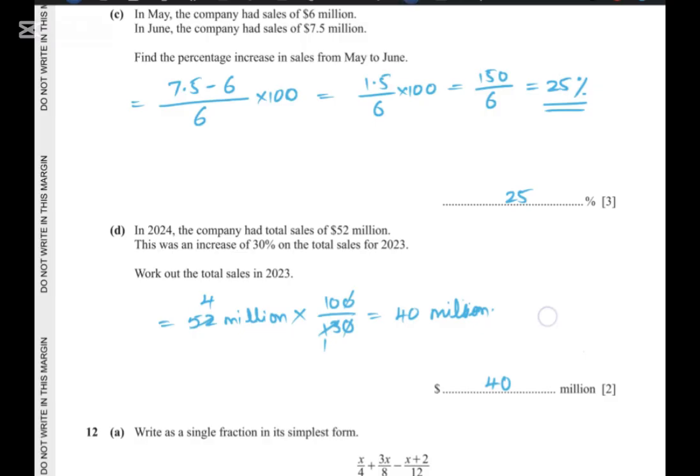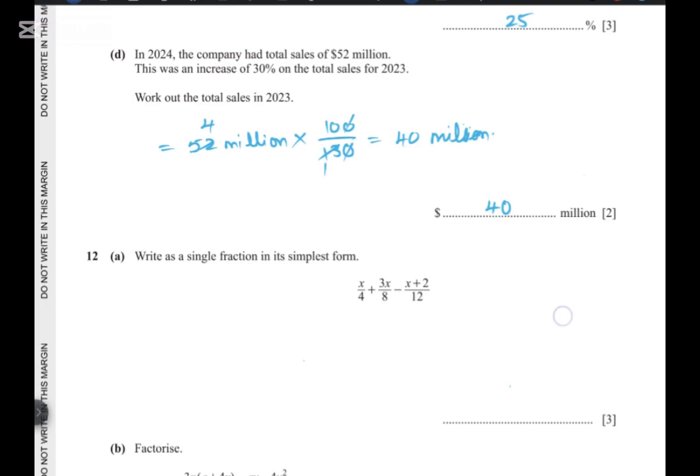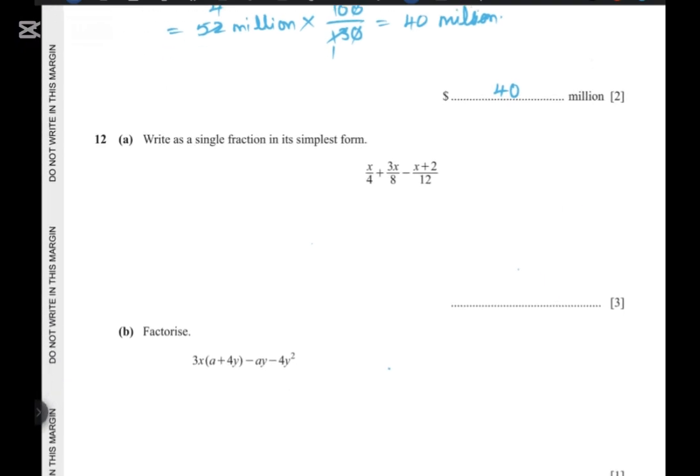Question number 12. Write as a single fraction in the simplest form. These are the expressions given with the denominators. So we have to make it into one denominator, to find the LCM of the denominators.